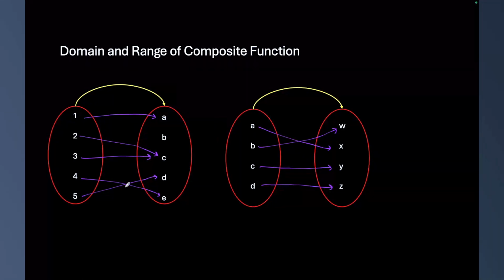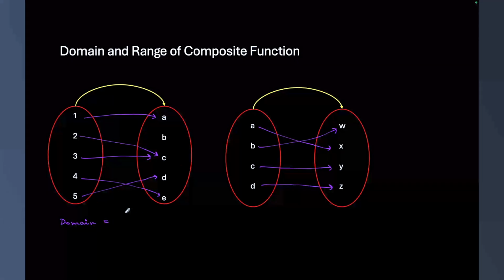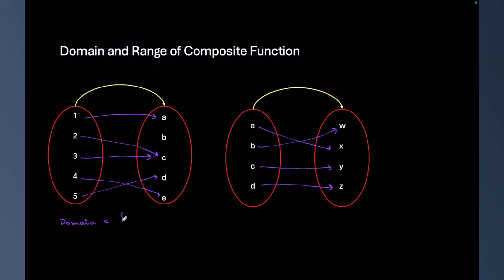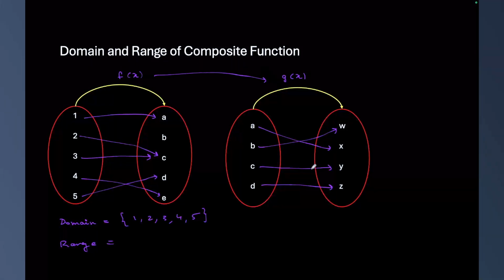So let's say my domain is 1, 2, 3, 4, and 5. What would be my range in this? Well, remember, the range of my initial function, let's say I call this f of x, and this is my g of x. So the range of my f of x should be the domain of this, correct?